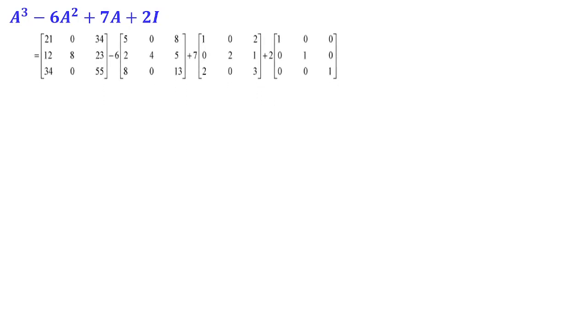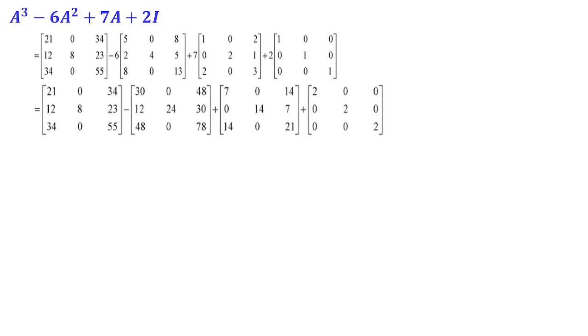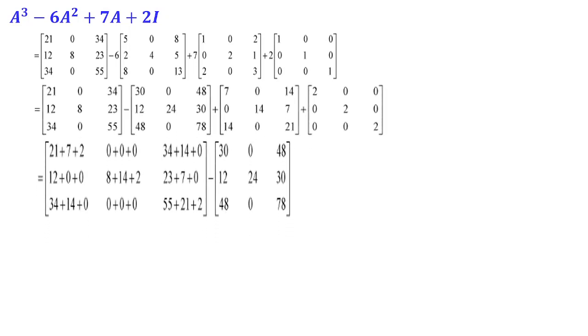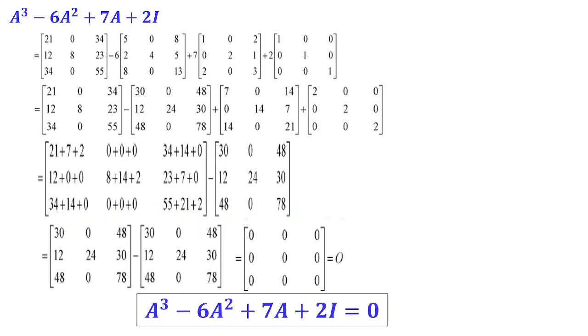Now minus 6, 7 and 2 are all nothing but scalar multiples. Bring them inside. And all the matrices are of the same order. Therefore we have to add them. I am adding and then subtracting. Therefore these are to be subtracted and I am getting every element as 0. Therefore the answer is 0. Remember, this is a matrix equation. Therefore on the right hand side 0 means 0 matrix.